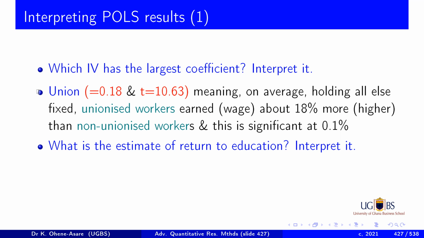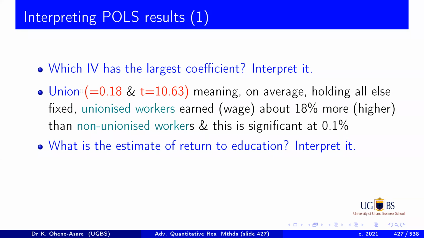All right. A unionized worker will earn 18% more than a non-unionized worker, and this was significant at 1%. Remember, union is a dummy variable, and the way you interpret a dummy variable, you don't say that a 1 unit increase in the union. No, union doesn't increase. So the way you interpret dummy variables is completely different. You say that you are either a unionized worker or not.